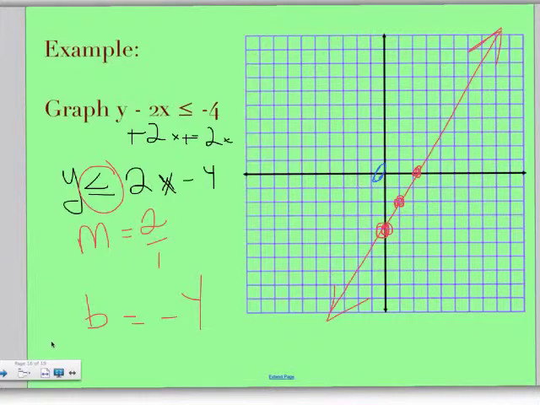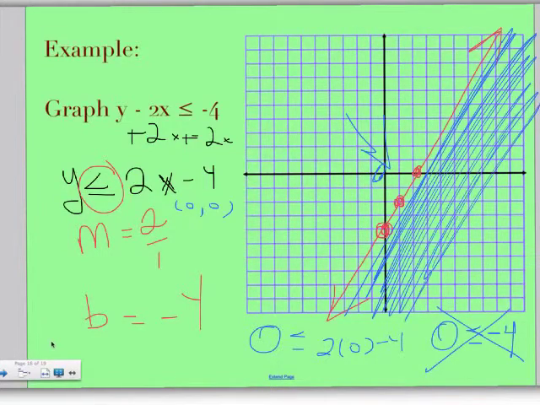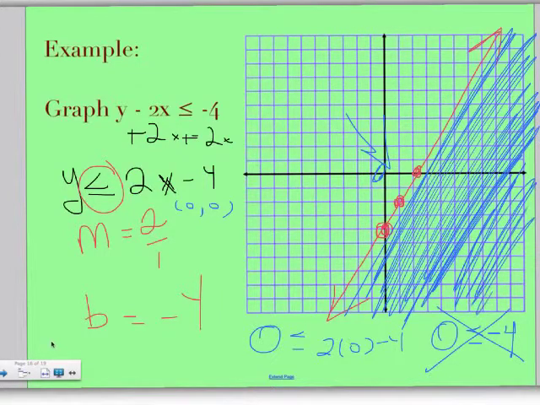So I'm going to plug 0, 0 in for y and x. So I've got 0 is less than or equal to 2 times 0 minus 4, which means that 0 is less than or equal to negative 4. Is that true? No, that is not true. 0 is not less than or equal to negative 4. Therefore, the origin lies on the side that is false, meaning that the other side is true. You see that? Meaning that every single point that lies on that side will make this equation true.